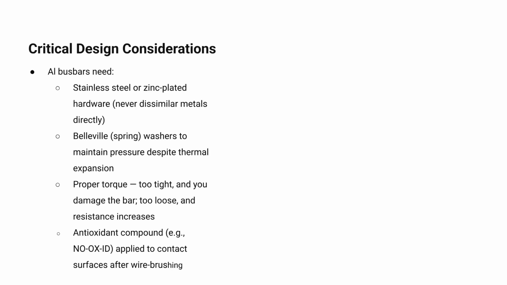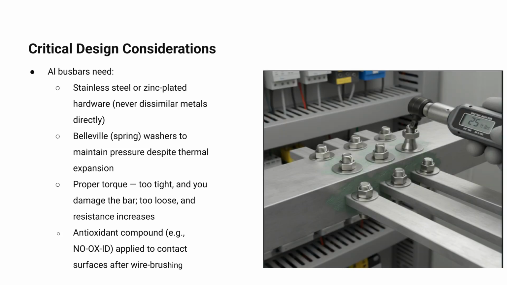Critical design considerations for aluminum bus bars include using stainless steel or zinc-plated hardware, never dissimilar metals directly. Bevel washers and proper torque are necessary to maintain pressure. Always apply an antioxidant compound after wire brushing contact surfaces.